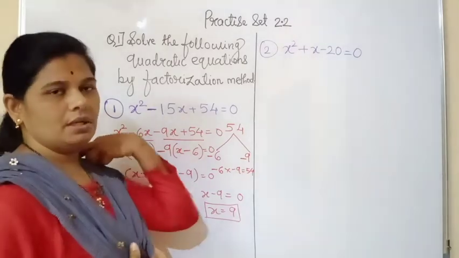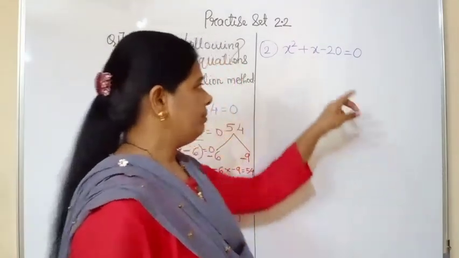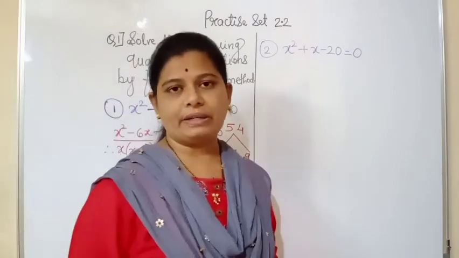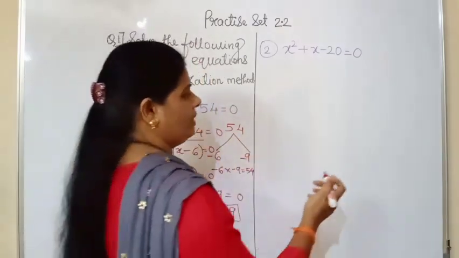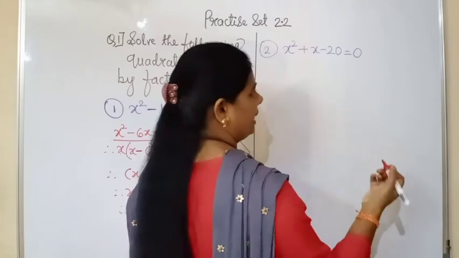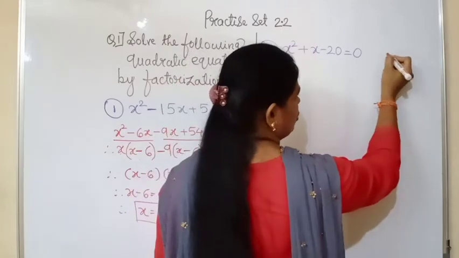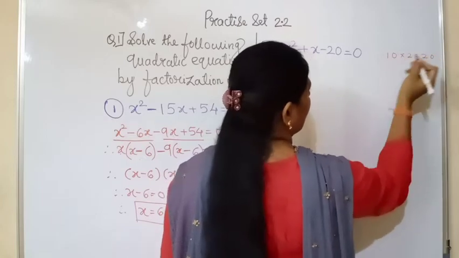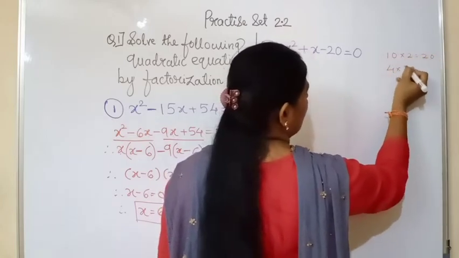Now we'll move towards the second example. Same thing, at the end there is a 20. You have to find the factors. Now 20, in which table will we get 20, that we will see first of all. We all know 10 twos are 20, then 4 fives are 20.